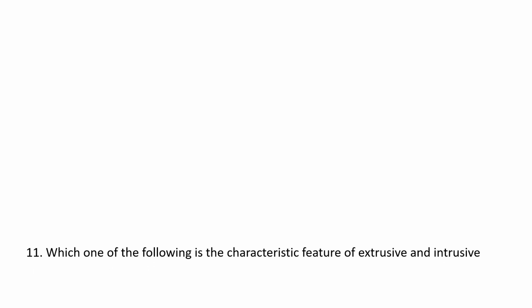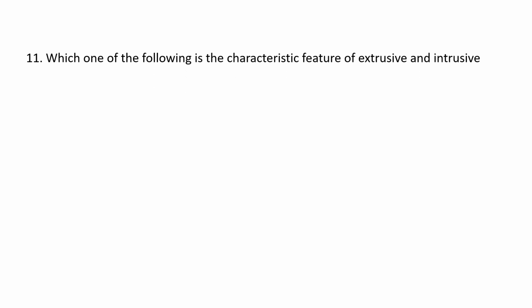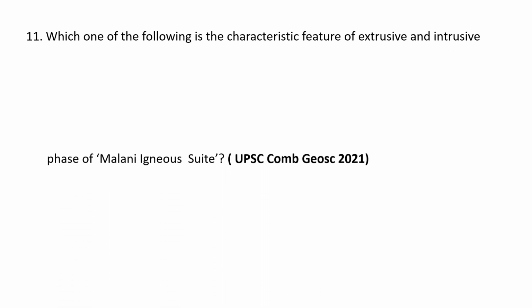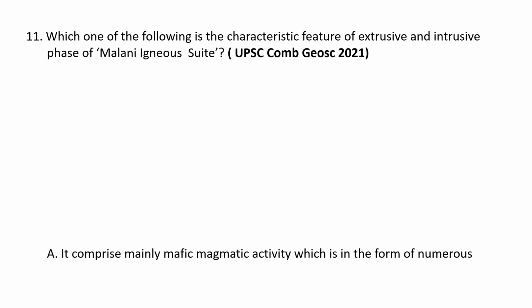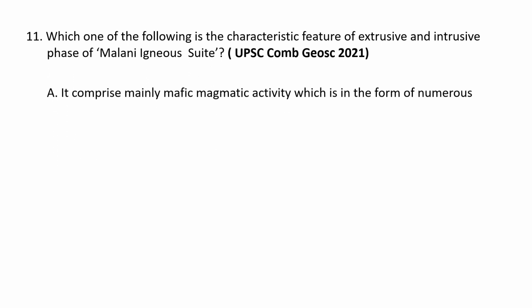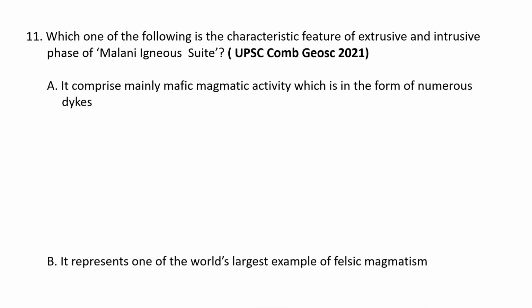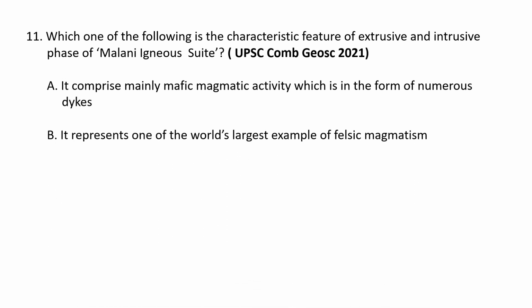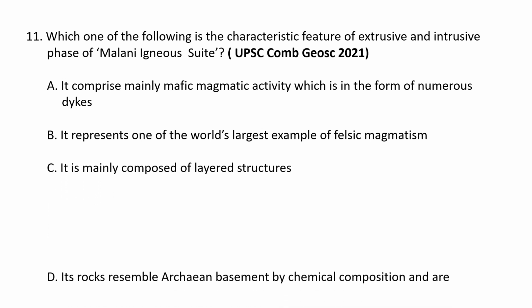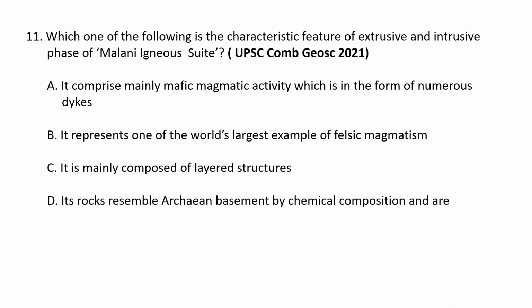Next question. Which one of the following is the characteristic feature of extrusive and intrusive phase of Malani igneous suite? A. It comprises mainly mafic magmatic activity, which is in the form of numerous dikes. B. It represents one of the world's largest examples of felsic magmatism. C. It is mainly composed of layered structures. And D. Its rocks resemble Archean basement by chemical composition and are considered to represent the oldest known magmatic activity.